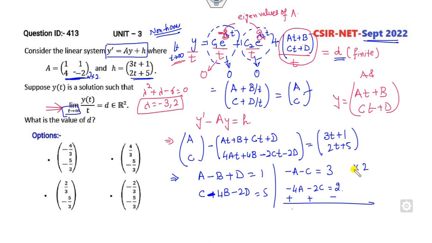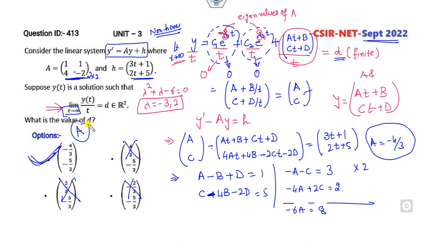Sorry, this is plus, it is a minus minus plus, so there is no need to change the sign. So if you add them, it is minus of 6a, it is 6 plus 2, 8. So a will be minus 4 by 3. So look at that, a is minus 4 by 3. The right answer is option a, that is the correct answer.